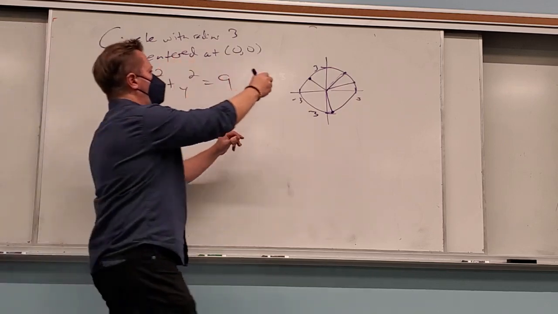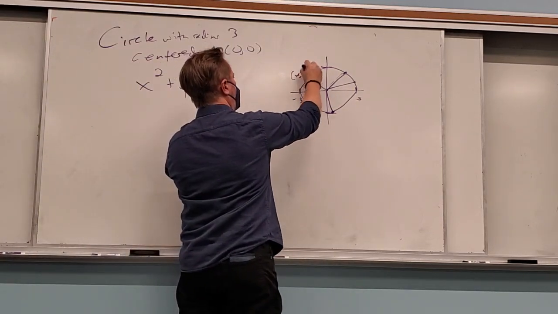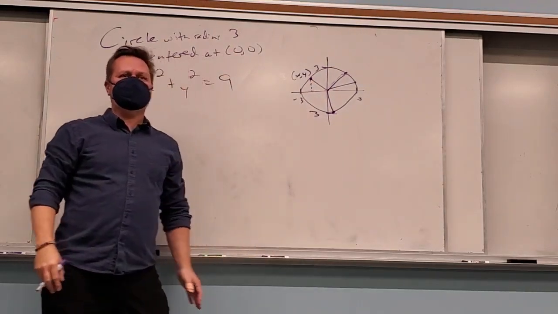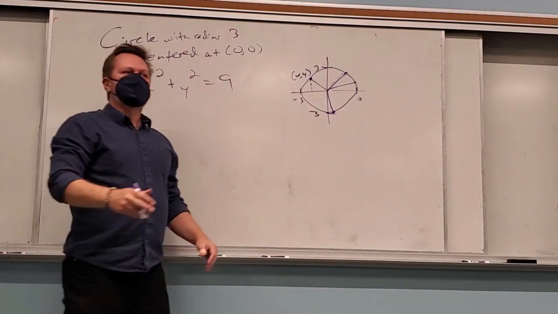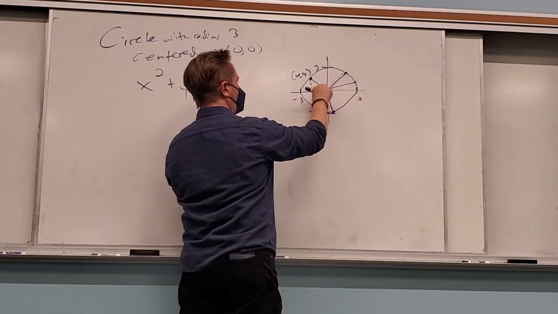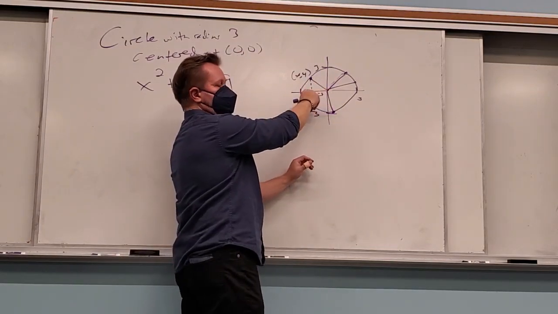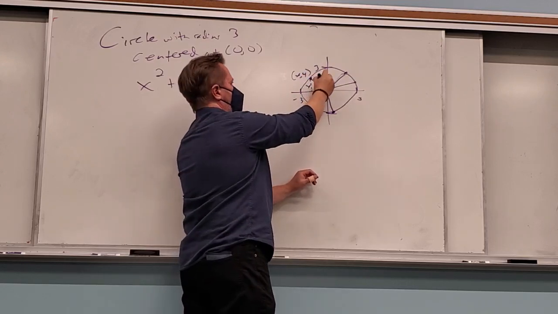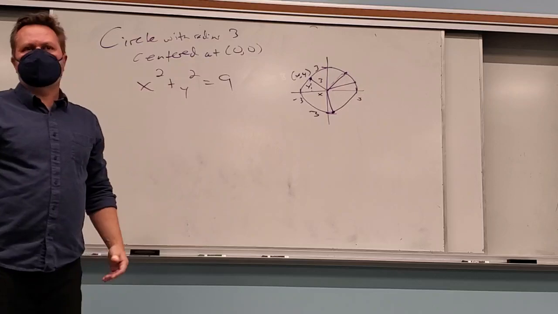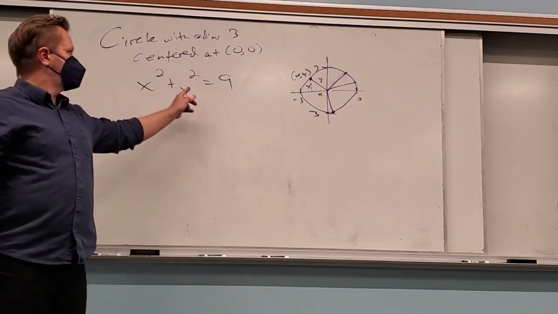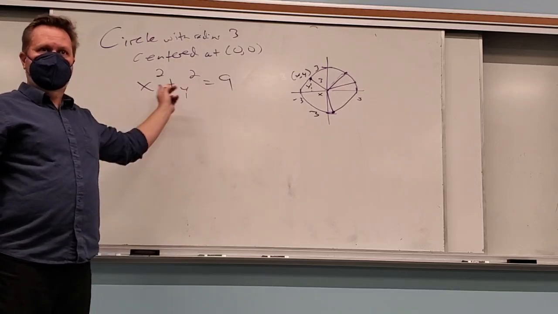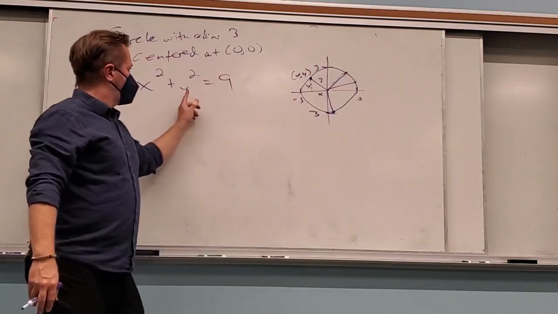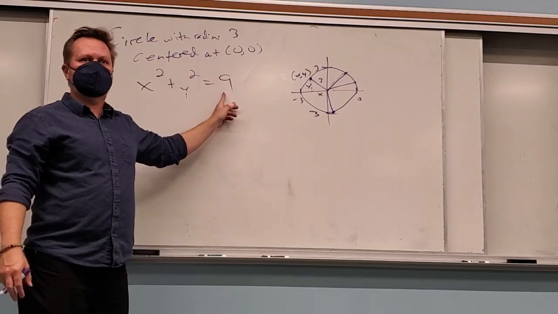So if I just pick an arbitrary point, do you see how I make a little triangle? Oh, this looks like a unit circle. Of course it does. Isn't this x? If that's the point x, y, isn't that x? Isn't this y? And isn't this 3? So what's the relationship there? Didn't I just make a little right triangle? Can't I do the Pythagorean theorem and get this? Isn't that true for any point I pick? That's why this is the equation of a circle of radius 3.